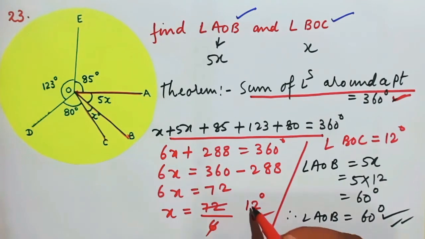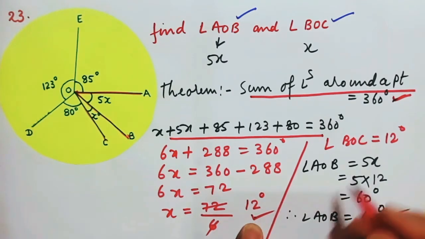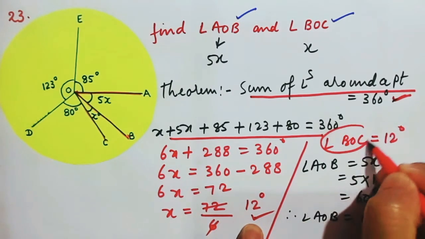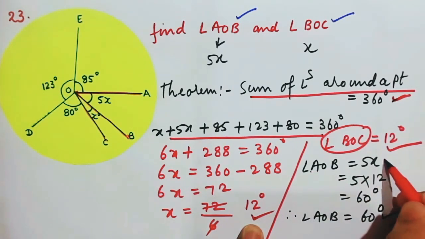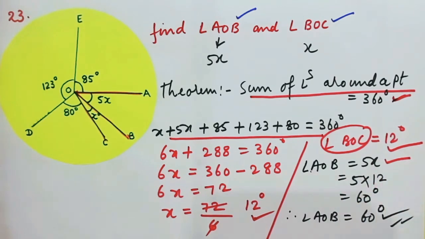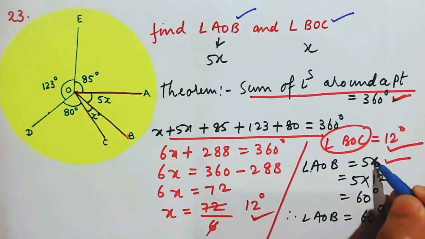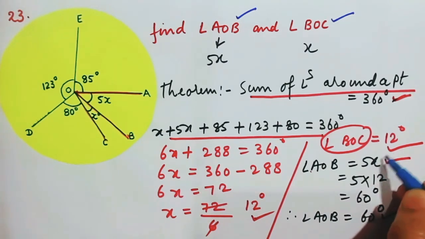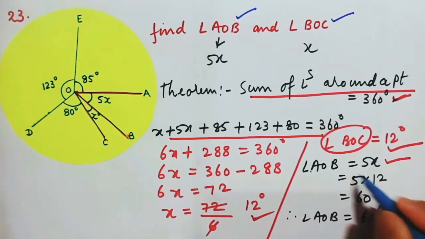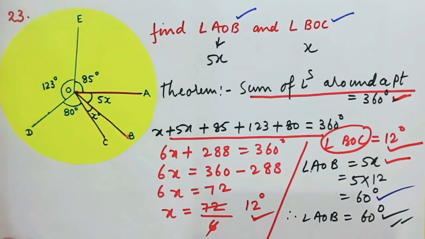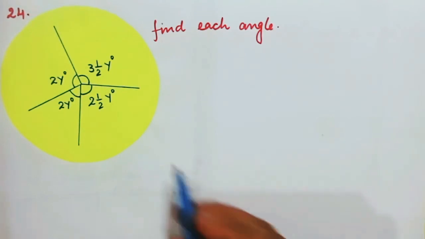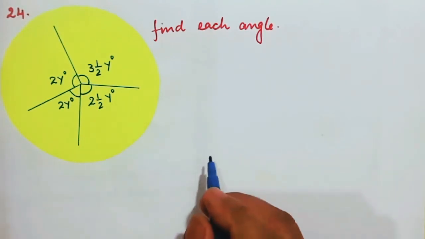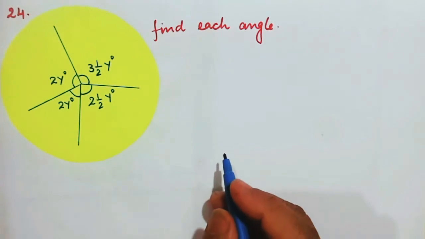Now when I got the value of x is equal to 12, this means I got the value of BOC is equal to 12. Angle AOB was 5x, therefore I put the value of x, which was equal to 12, and got the value of angle AOB equal to 60 degrees. We will be using the same formula over here also, therefore you need not panic.